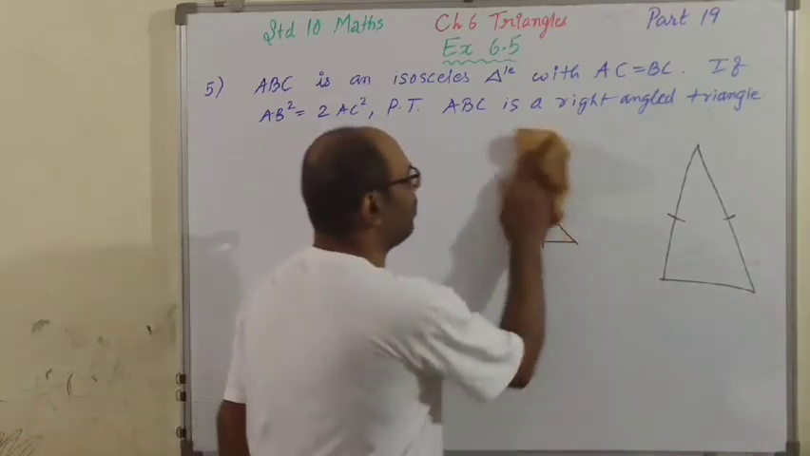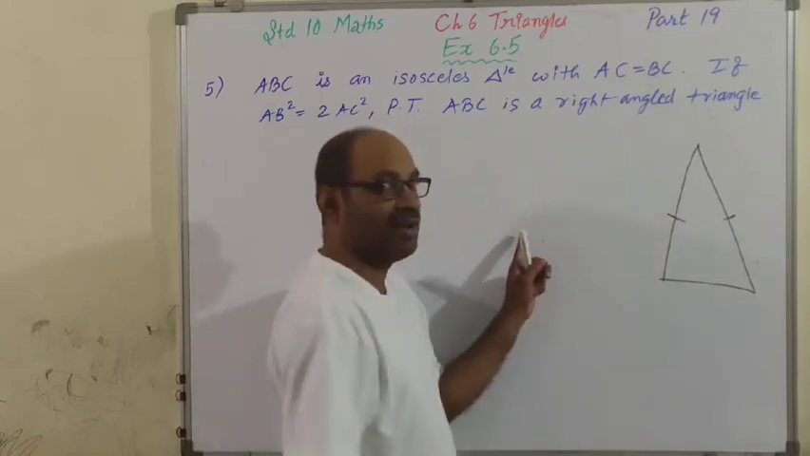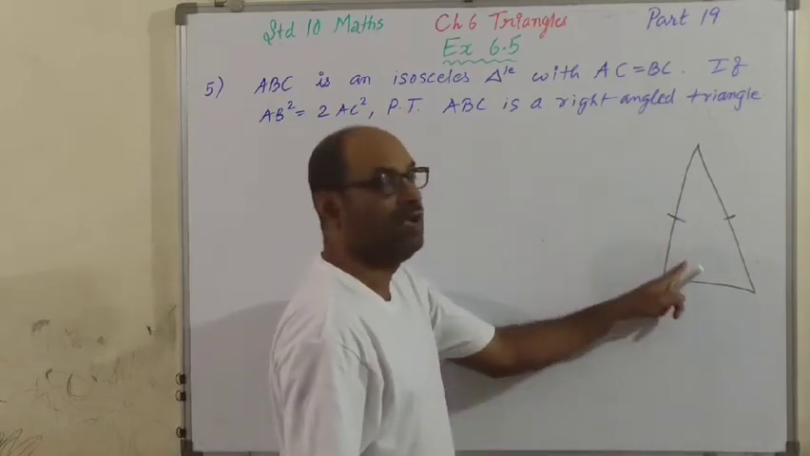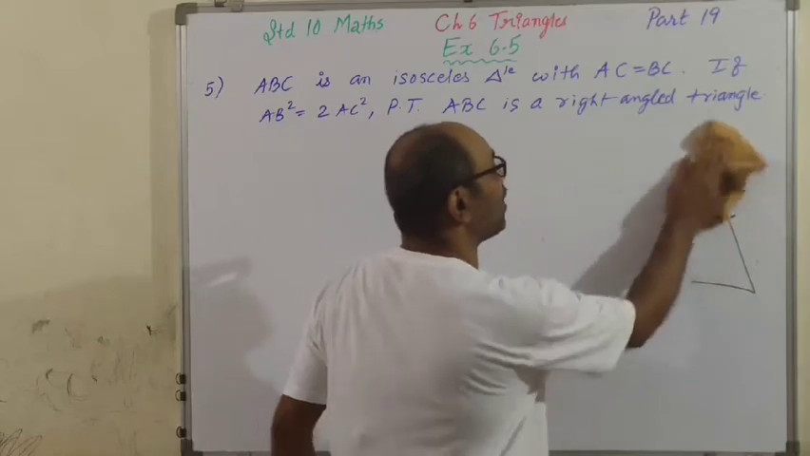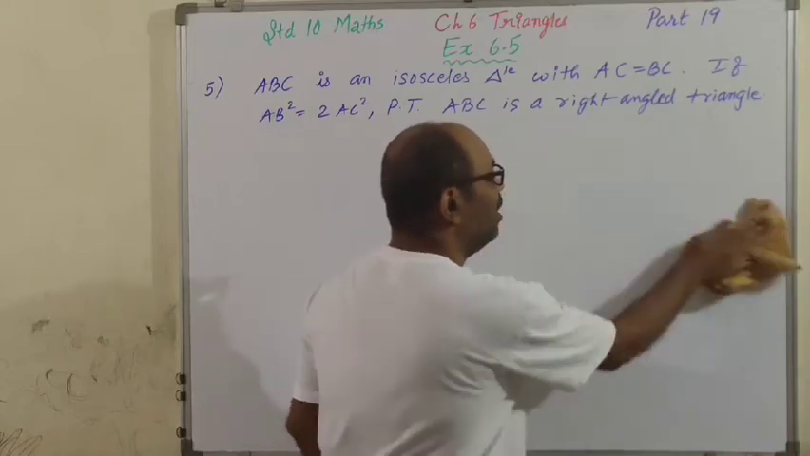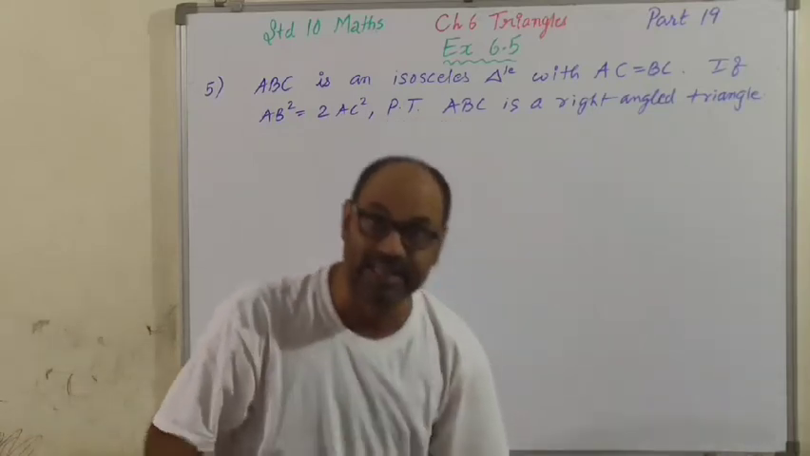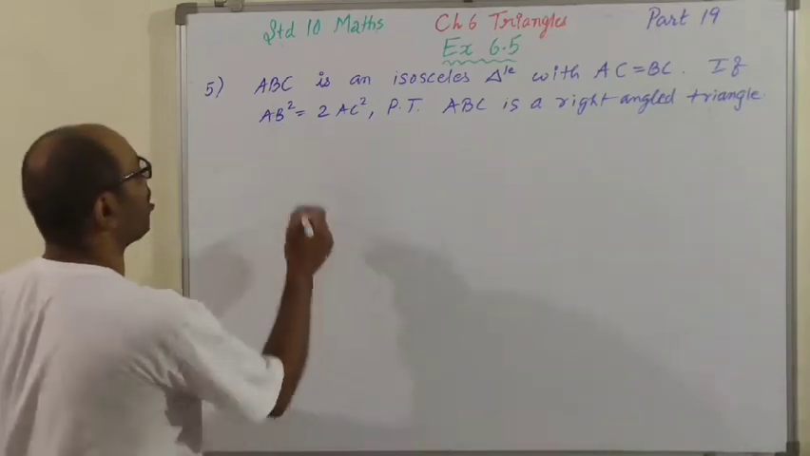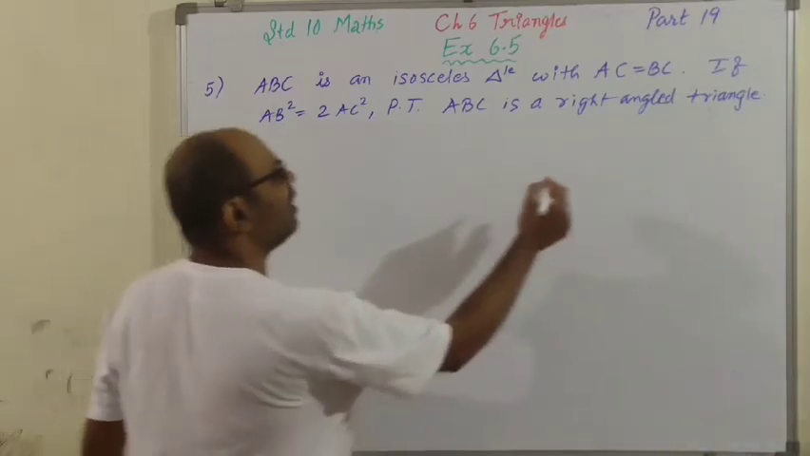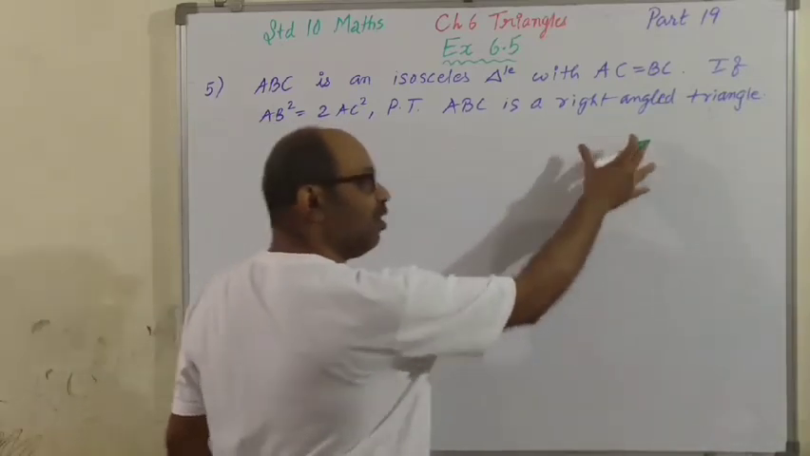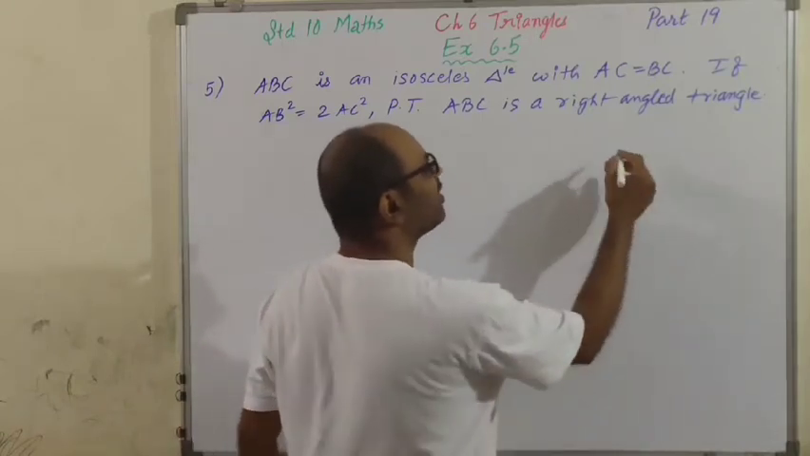Got it? So now let me draw the figure. An isosceles triangle with a right angle we will draw like this, otherwise like this. Here we have to prove that it's a right angle triangle. So definitely it is a right angle triangle. I'll draw the figure first, and below the figure you have to write the data.